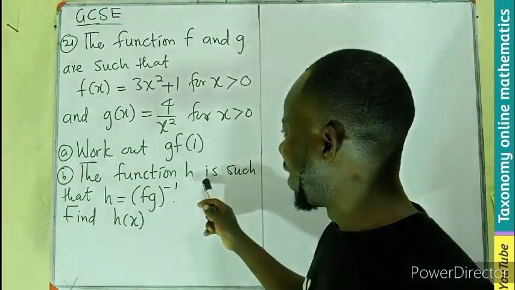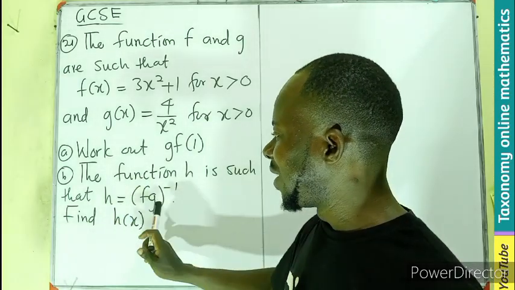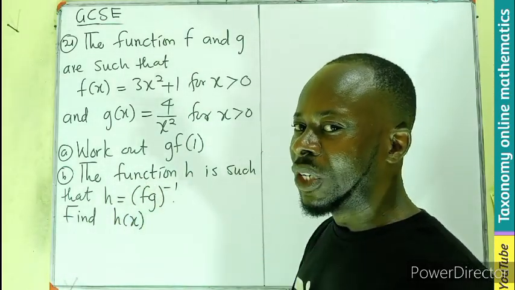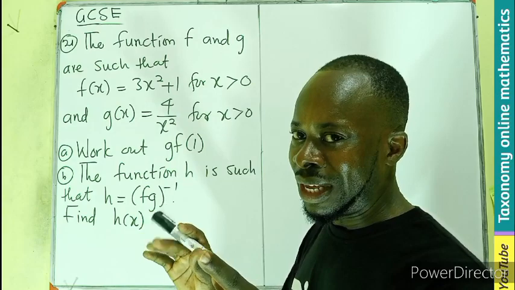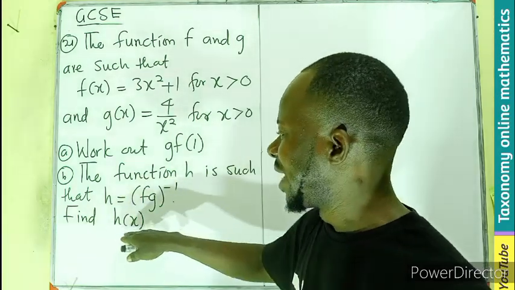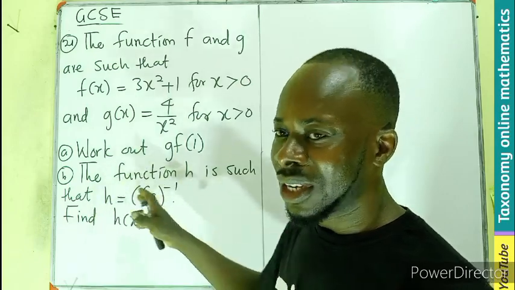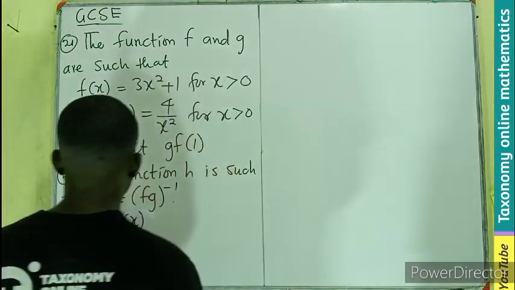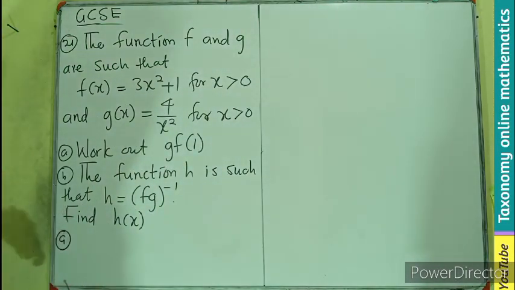Then the function h is also such that h is equal to (fg) inverse, meaning the inverse of fg. So we have to find the function h. Let's see how we can do that. Let's begin with the first one.